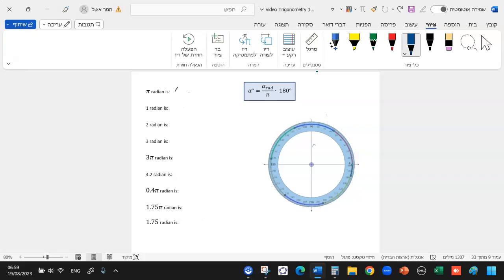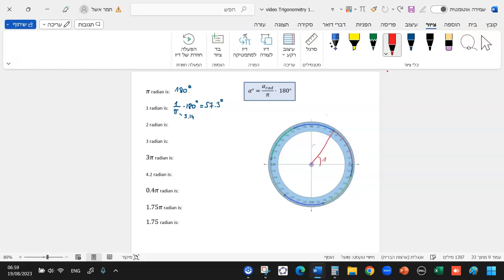So pi radians is 180 degrees. What is 1 radian? We have to take 1 over pi times 180. Remember that pi is around 3.14, so 1 is a little bit less than a third of pi. So in degrees, it will be a little bit less than a third of 180, and that is 57.3 degrees. On the circle, you can see it here.